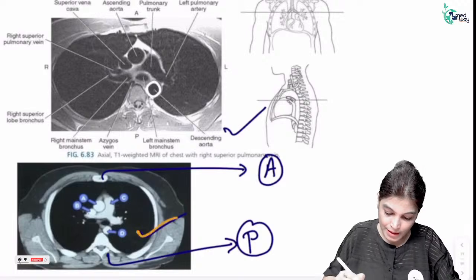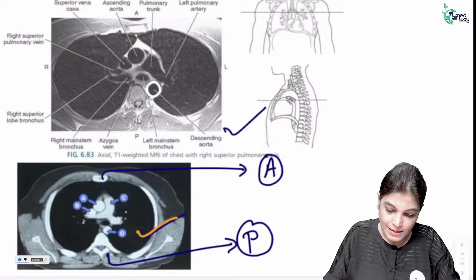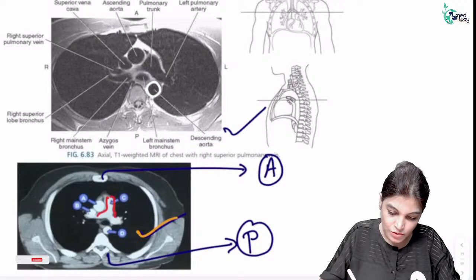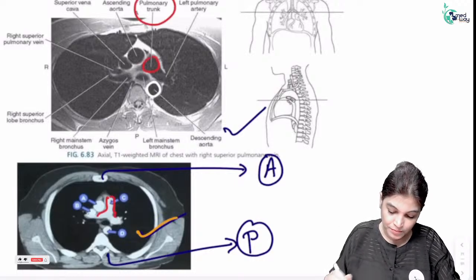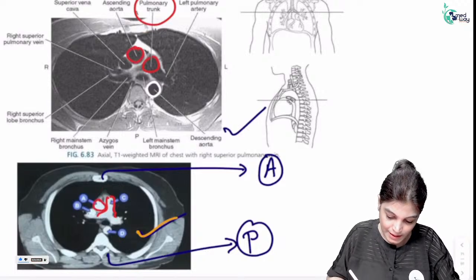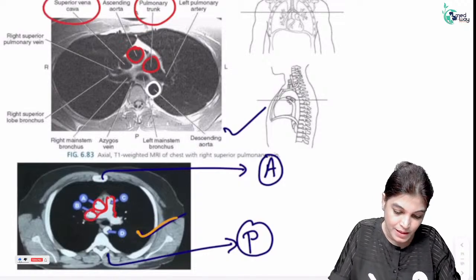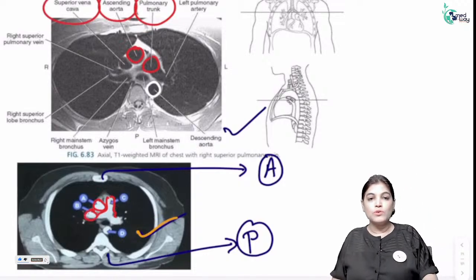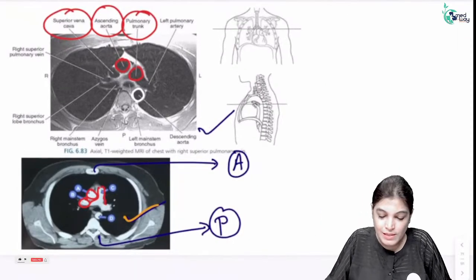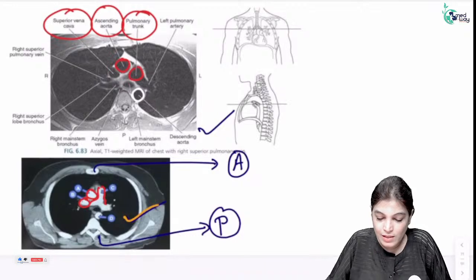Then the structure which you are seeing here is the pulmonary trunk. So this will be the pulmonary trunk, C. A will be the ascending aorta, and just close to it we will also have the superior vena cava. So you have to compare these two images.